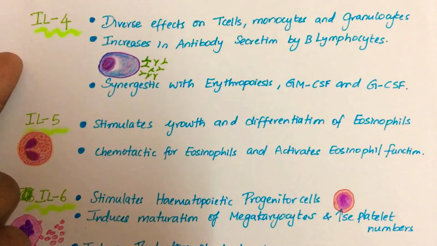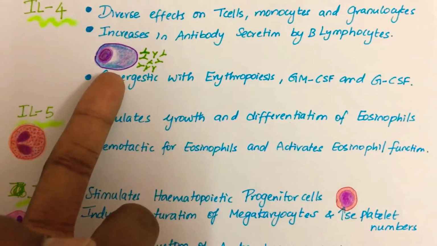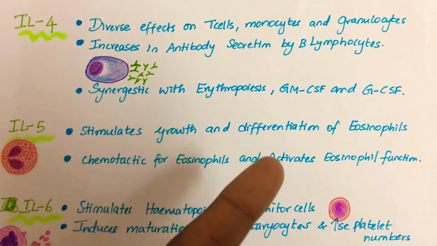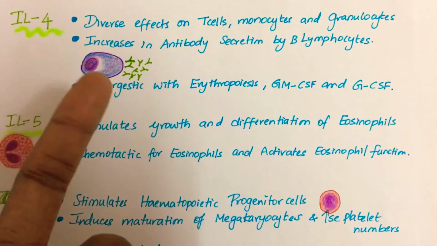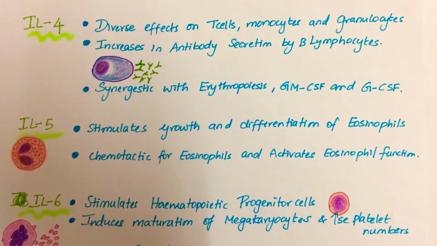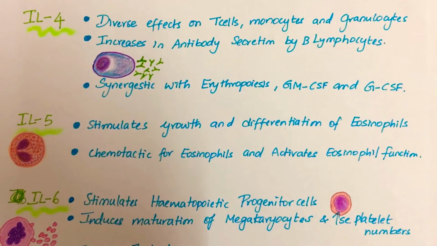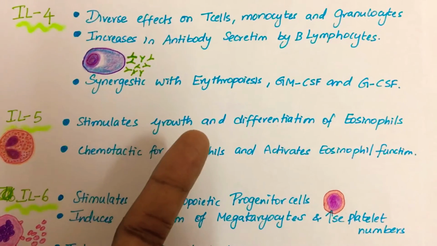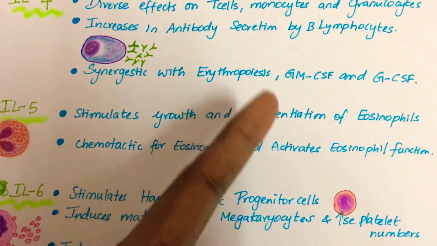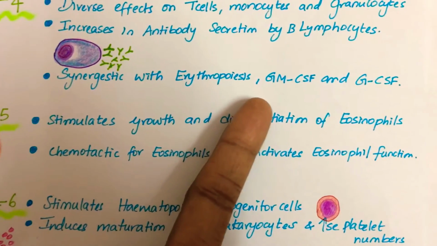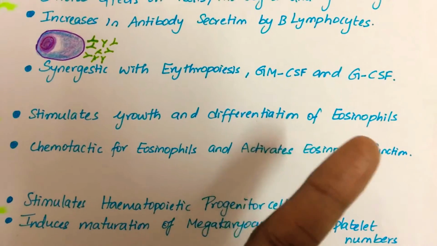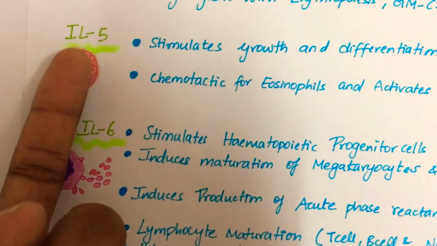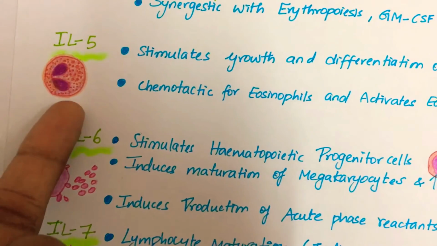And now we have interleukin 4. As you can see, I have drawn plasma cells. Its main effect is to increase the antibody secretion by B lymphocytes. It also has diverse effects on T cells, monocytes and granulocytes. And it also acts synergistically with erythropoietin, sorry I have written it wrongly, erythropoietin, granulocyte macrophage colony stimulating factor, and granulocyte colony stimulating factor. And coming to interleukin 5, you can see eosinophils.